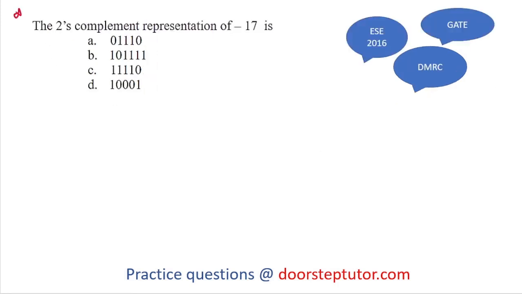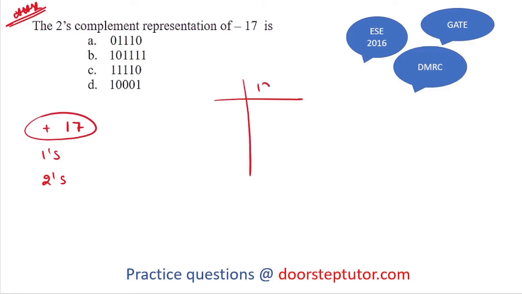This question is very important and asked in different exams many times. The 2's complement representation of minus 17 is. For that, we need to first find the representation for plus 17, and then find the 1's complement and then the 2's complement. So for the representation of 17, divide by 2.